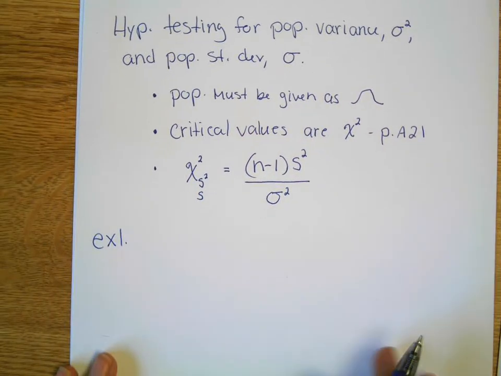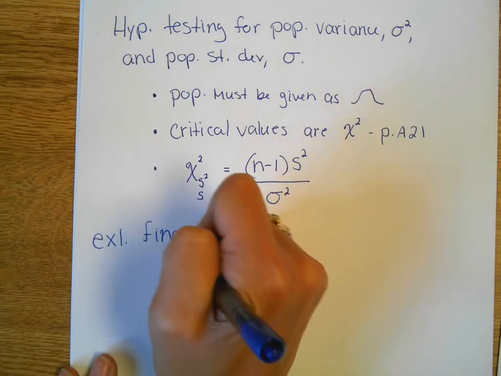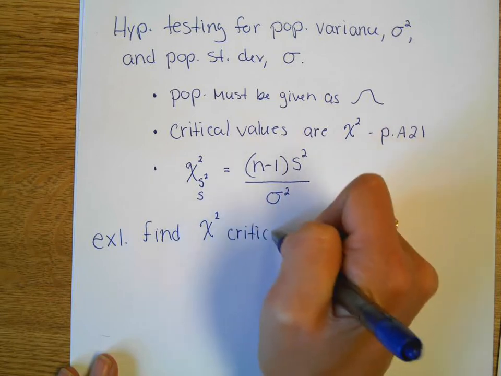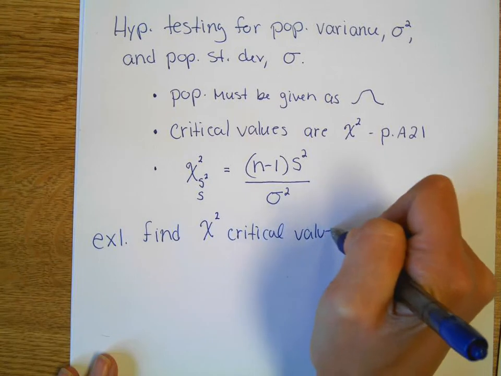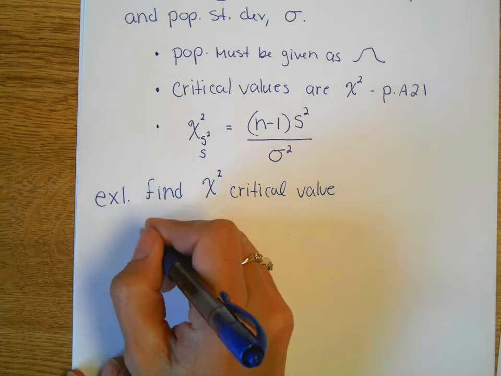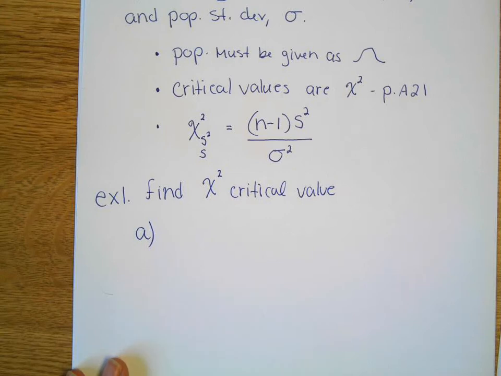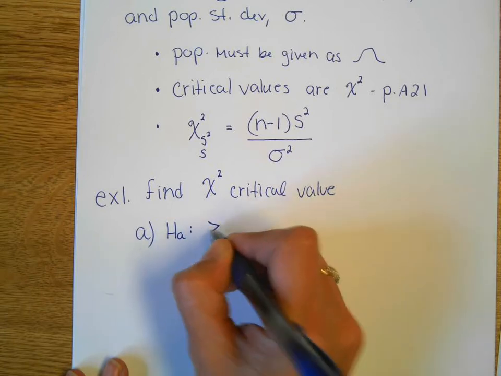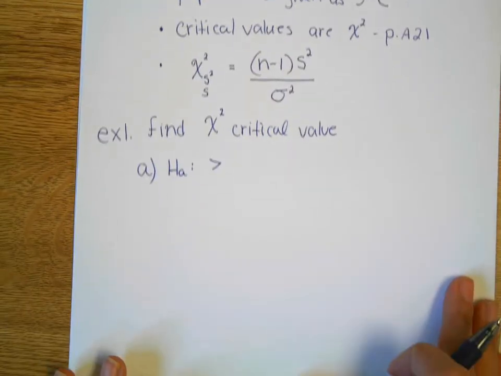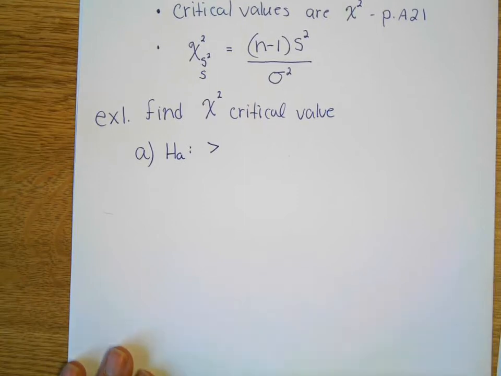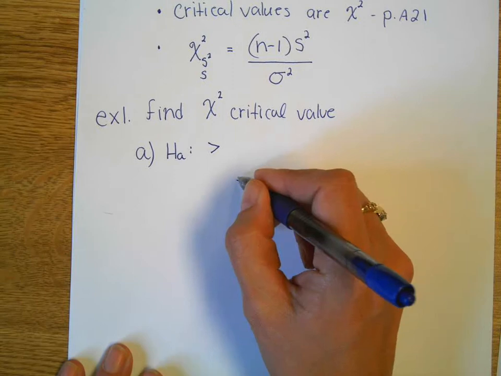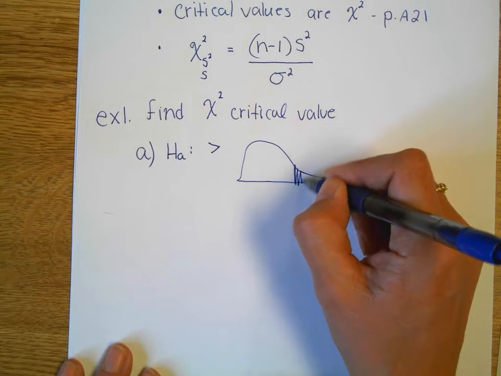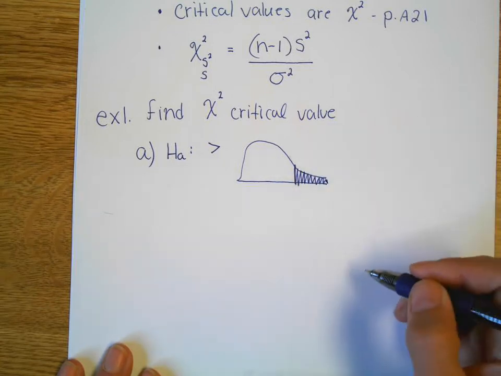So, all right, the first example, we're just going to find our critical values. Find the chi-squared critical. And we're going to be doing 3 of these. So if the Ha has a greater than, where is your shaded region going to be? To the right. Remember the Ha where it points. Shaded is in the right.